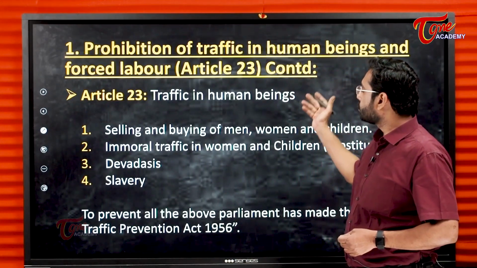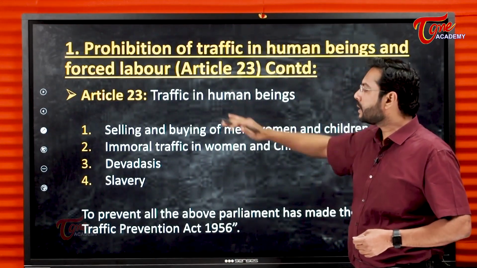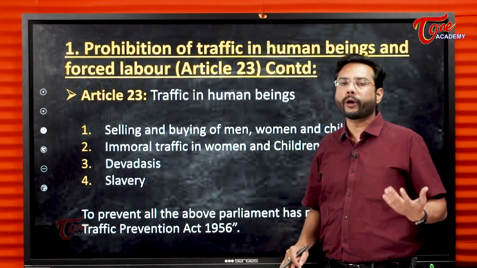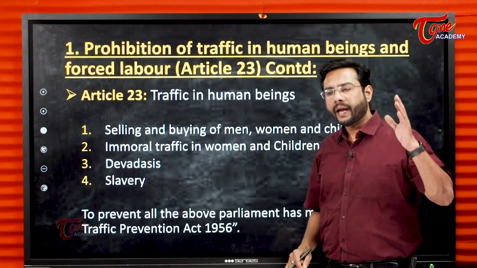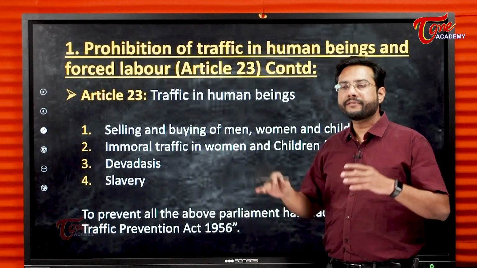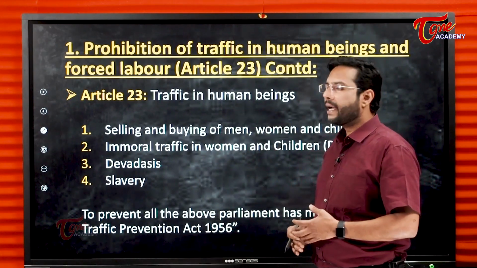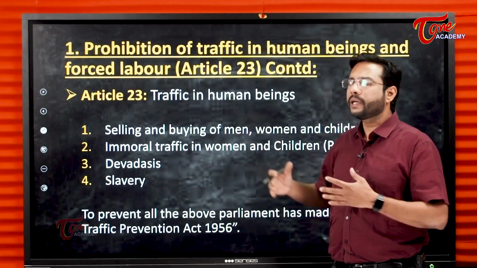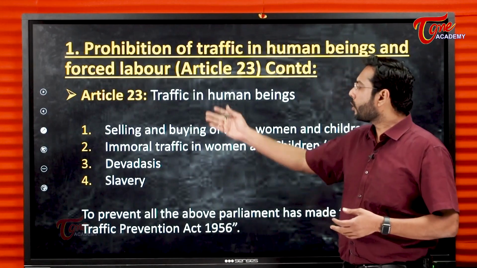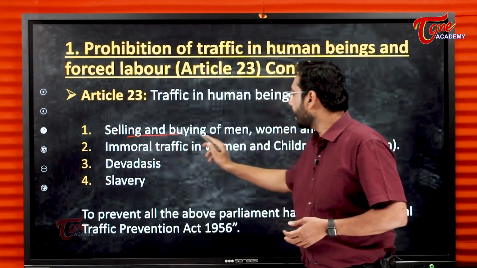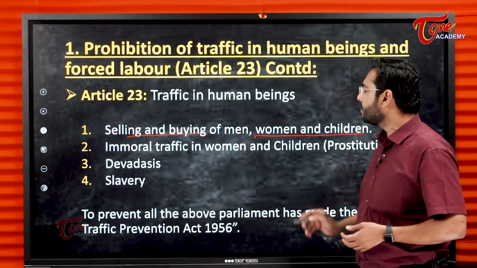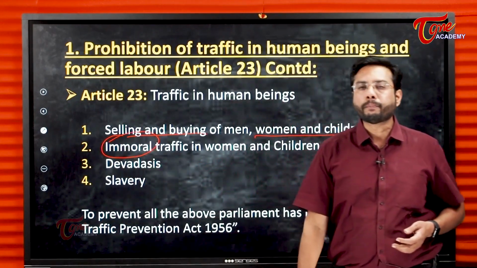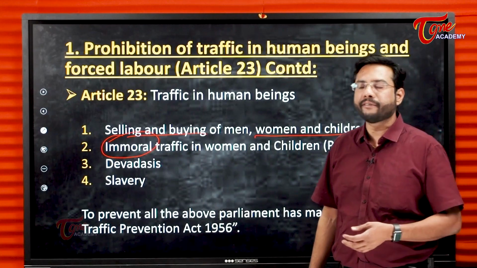Again, broadly speaking, this is an important article where a human being generally gets exploited. From ancient India to modern India, we have seen many things, and we have many movies and documentaries that have shown this. So what is trafficking? Again, selling and buying of men, women and children. Immoral trafficking is when a person is pushed into prostitution, slavery or such things.